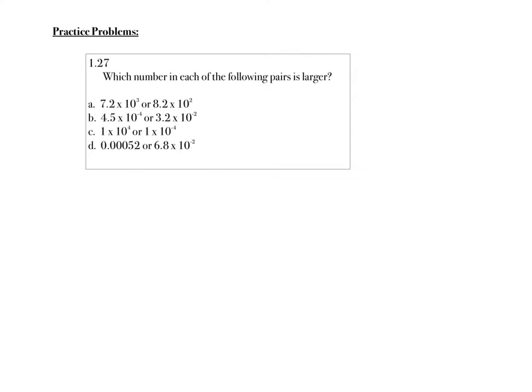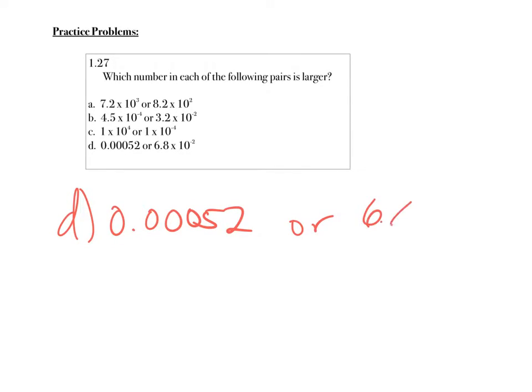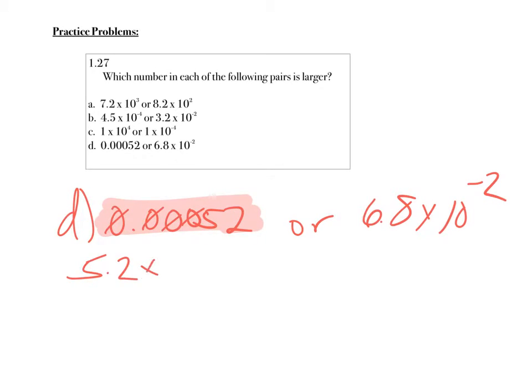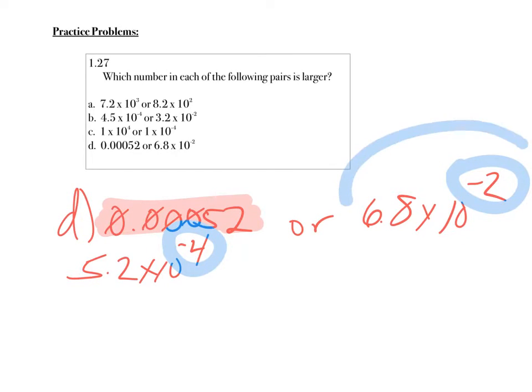For problem D here, 0.0052 or 6.8 times 10 to the negative second. There's many ways you could do this. You could convert the 0.0052 into scientific notation, and I'll do that for you. There are 1, 2, 3, 4 zeros, so 5.2 times 10 to the negative 4th. And then you could compare the exponents, negative 4, negative 2, and so that number is bigger, 6.8 times 10 to the negative second.